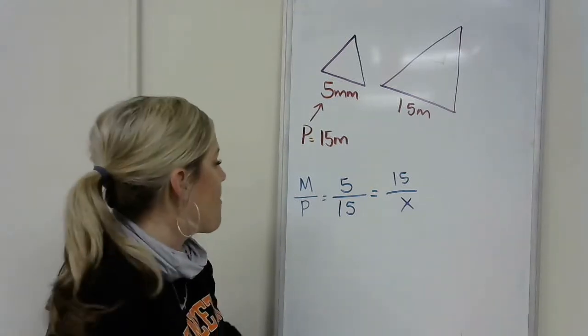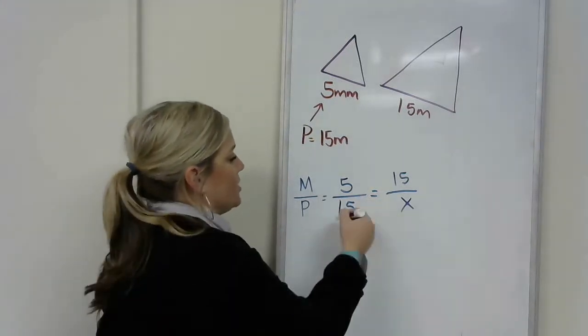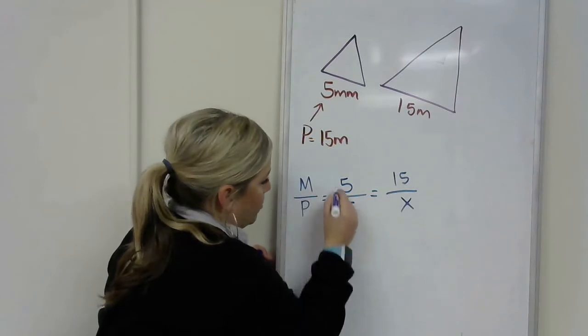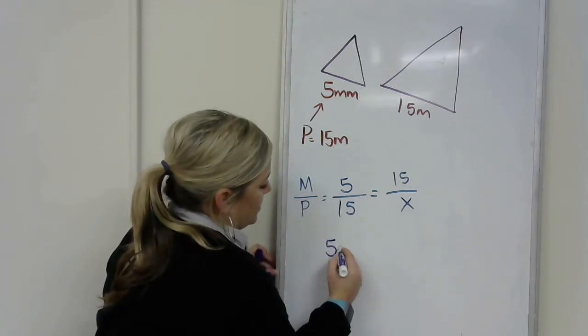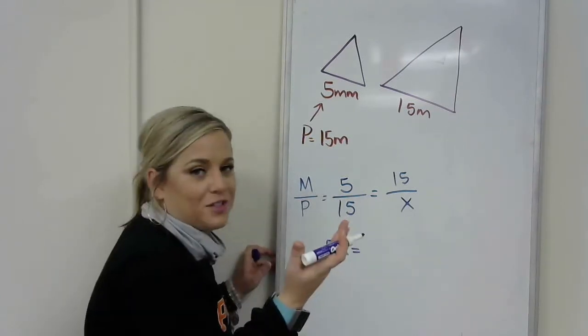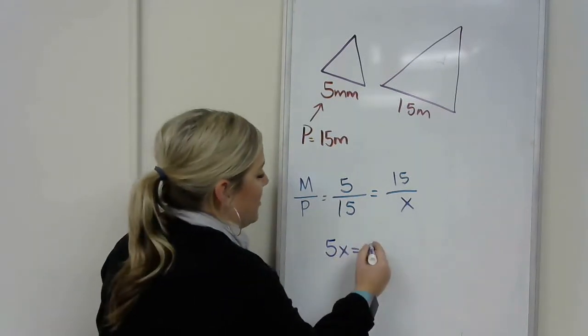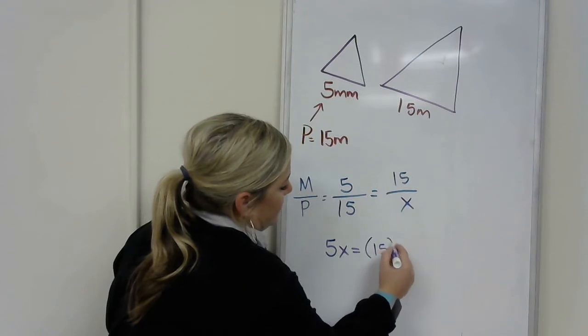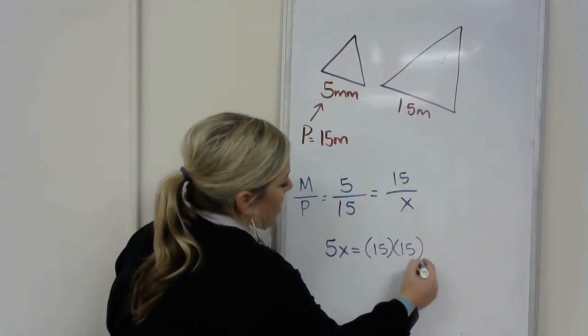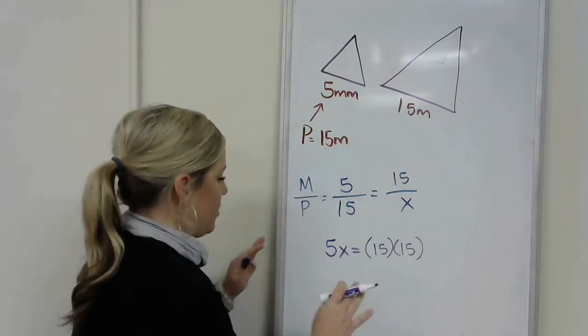All right, so we're going to cross multiply. We'll do this side first. 5x, I always like my variable on the left. That's just a thing with me. You don't have to. It could be on the right. Doesn't matter. 5x, and then we have 15 times 15, right? 15 times 15.